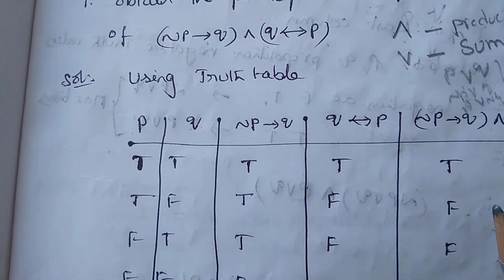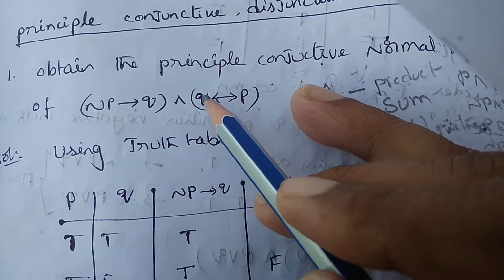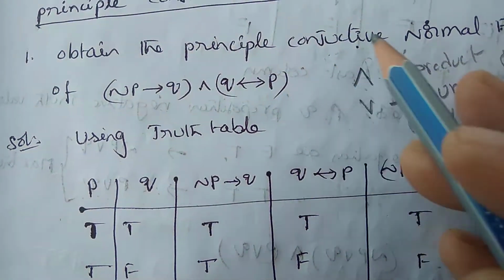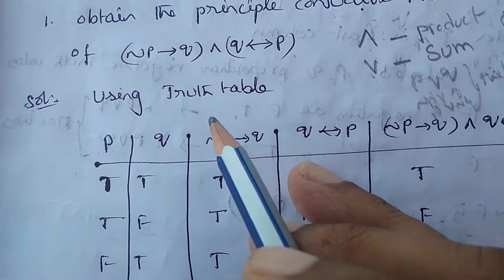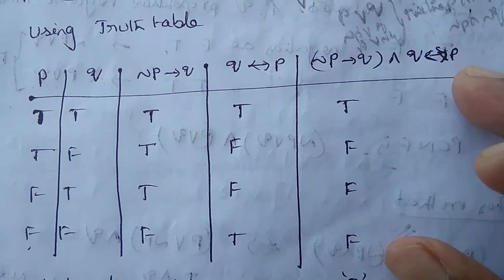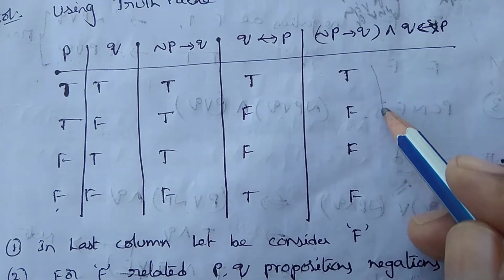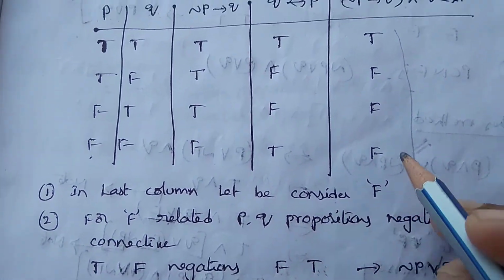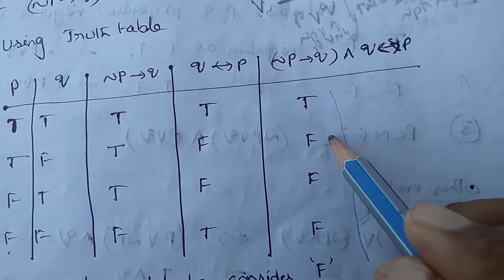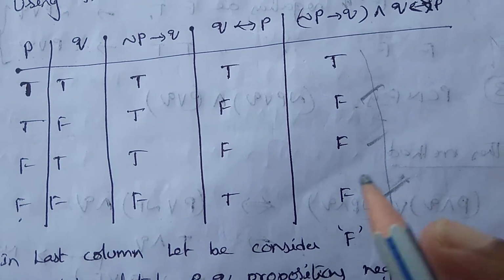Here I introduce two methods. For the first problem, for this compound proposition, construct the principal conjunctive normal form. Using a truth table, it is somewhat easy. For the entire compound proposition, first you construct a truth table, you can get it like this. If you construct the truth table, in the last column keep in mind these points. First, for principal conjunctive normal form, you have to take F values.